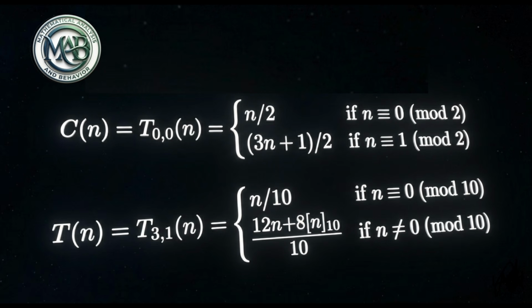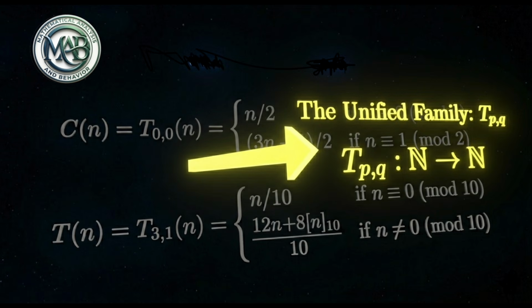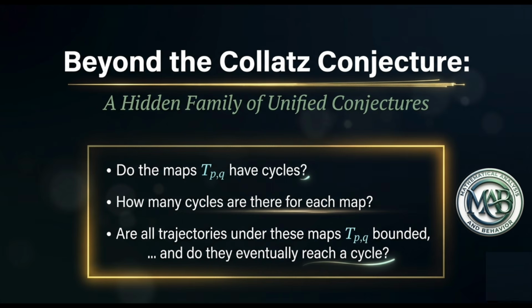In this last part, we will present the unified and general map T_{p,q} that encompasses the classical Collatz map C, together with the map T. The answer to the three questions is formulated by Bohamidi as a general conjecture.